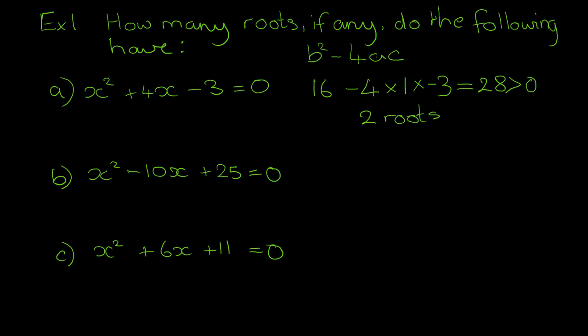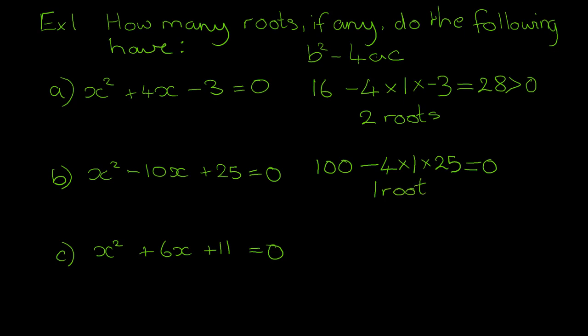Let's try b. So b is minus 10. When it's squared, we're going to get 100. And then we're going to have minus 4 times 1 times 25. Okay, so 4 25s are 100, so you can see we've got 100 minus 100, so that equals 0, and therefore that's going to be one that has just one root.